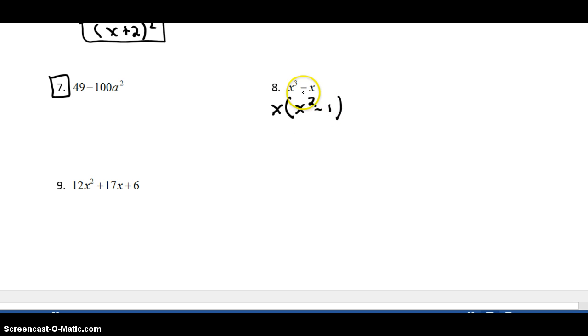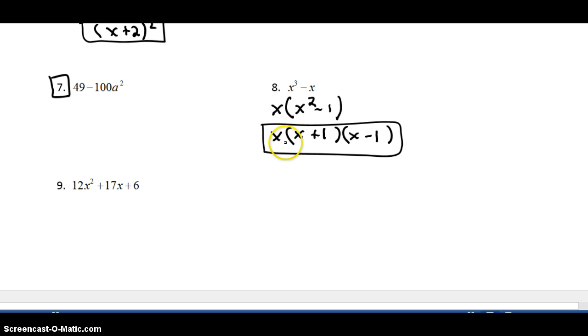And then what happens here is nicely I have another difference between two squares in there. So I get x times. Now, this is x squared, so this x and this x will multiply to x squared, numbers that multiply to negative 1, but add to the 0x that would be in the middle there. Or the square root of 1 is plus 1 and minus 1. And this is factored. Again, don't lose that x right there, that's the GCF.